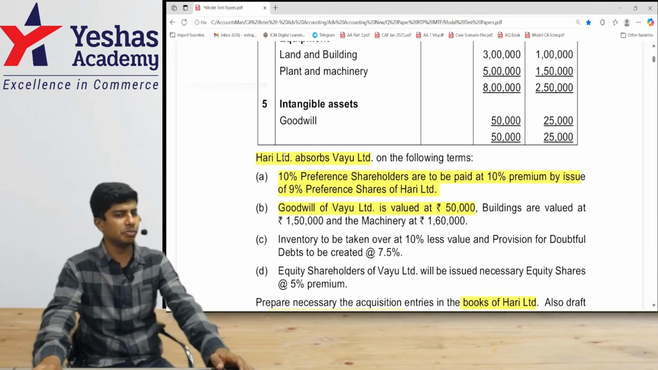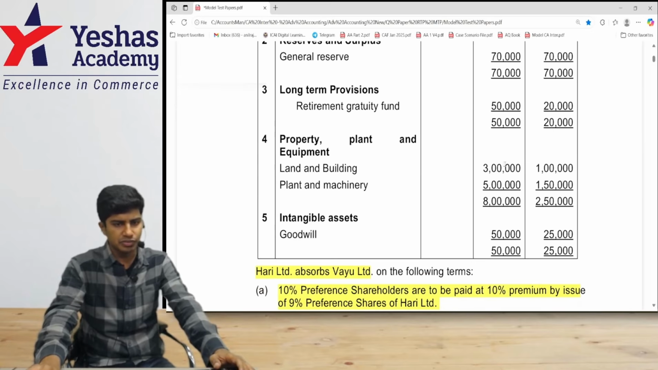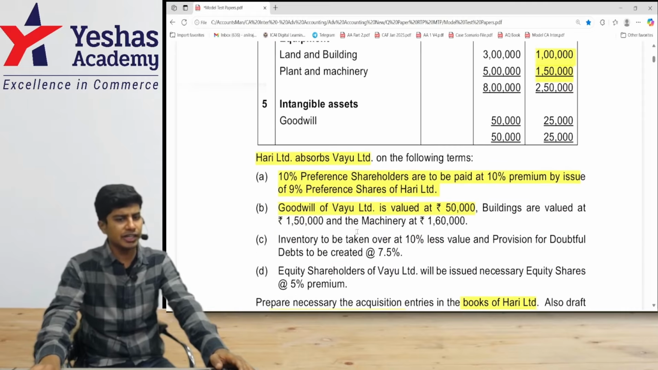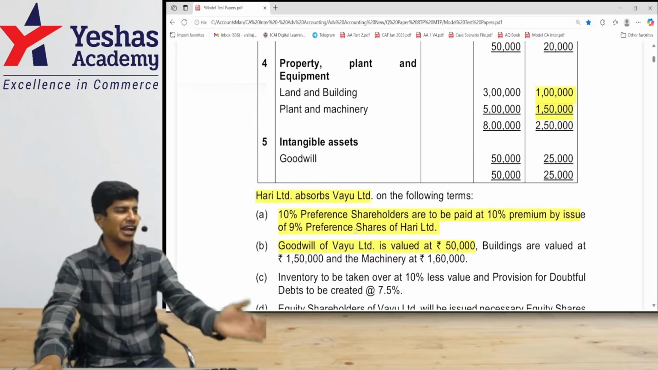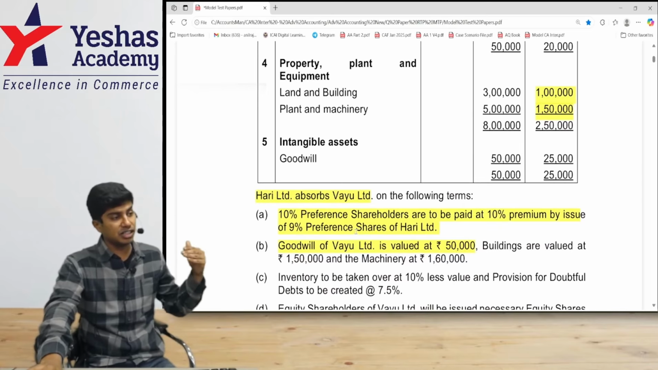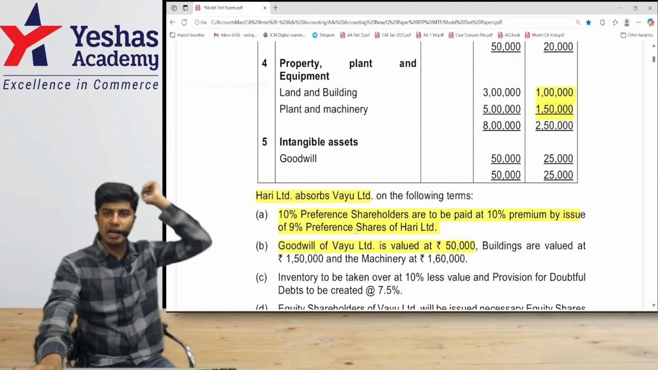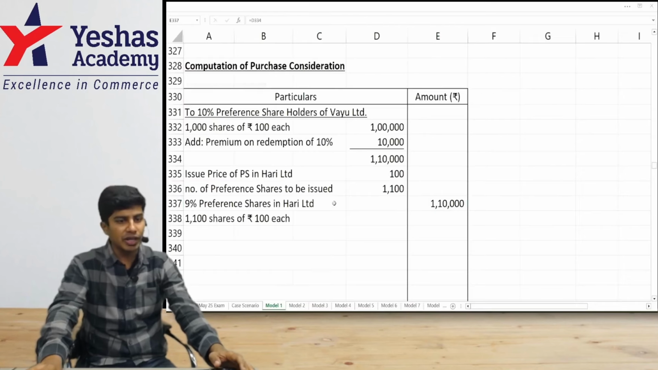Here, asset condition is breached. Why? See, land and building of Vayu is how much? 1 lakh. Plant and machinery is 1 lakh 50. What is the value at which it is taken over? It's taken over at 1 lakh 50 and 1 lakh 60. Land of 1 lakh is taken over at 1 lakh 50. Plant and machinery of 1 lakh 50 is taken over at 1 lakh 60. So there is a change. So this will be amalgamation in the nature of purchase.